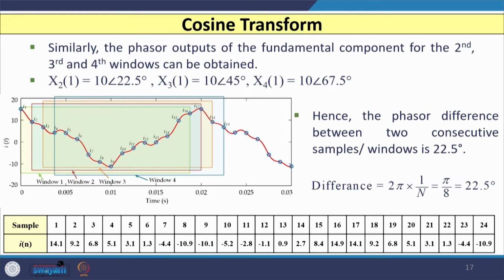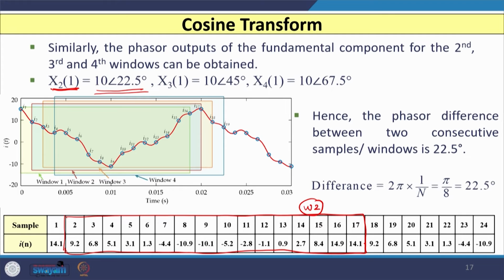Let us say the other window I am considering is 2 to 17. The first window we have considered is 1 to 16. Now, I am considering the second window, window 2, that varies from sample number 2 to sample number 17. So, the number of samples again remains constant, that is 16. And if you calculate the phasor of the fundamental, that is x 2 of 1, then you will have the value 10 angle 22.5 degree.